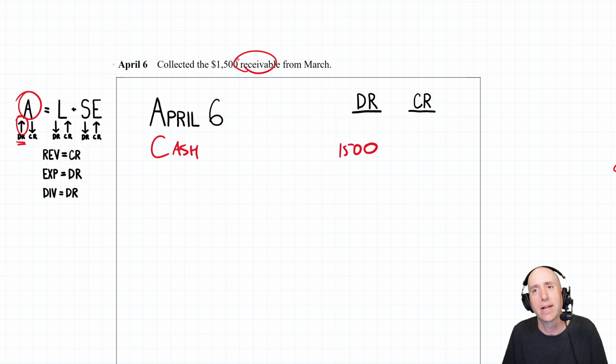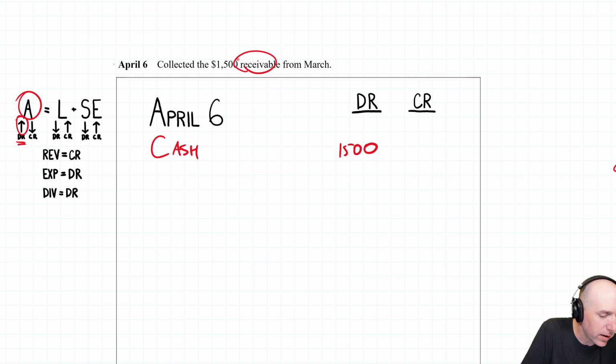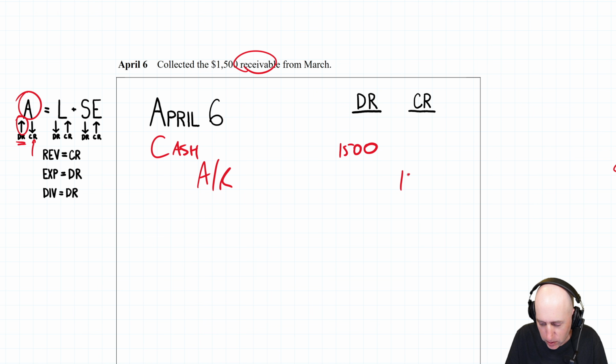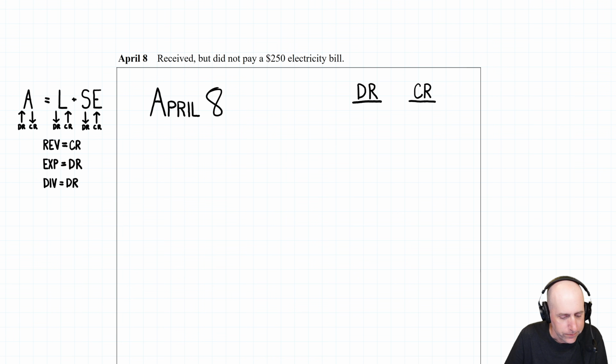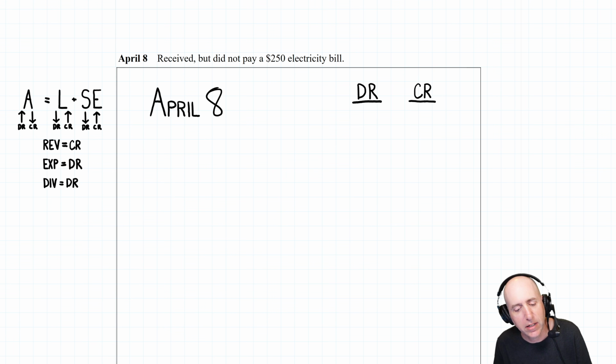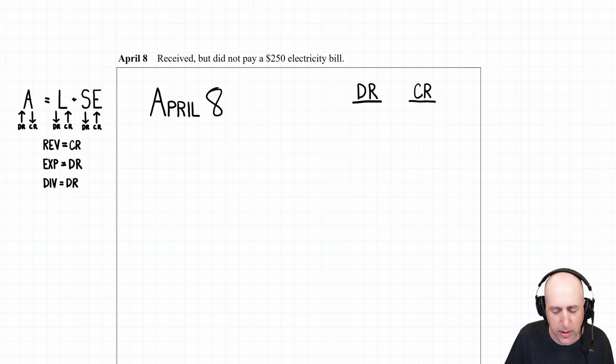Receivables are also an asset. When somebody owes us money in the future, that is an asset. Well, they don't owe us money anymore. So we have to get rid of that receivable. That's an asset going down. The AR is going down, so we credit accounts receivable to reduce that asset to zero, to bring that AR down to nothing. April 8th, received but did not pay a $250 electricity bill.